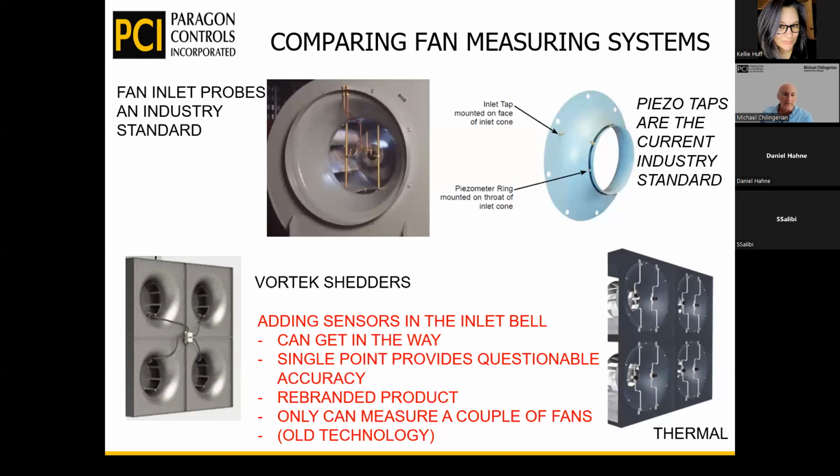There are other technologies again available. Vortex shedders are offered at the inlets of the fans, as well as thermal devices. But looking at the developments over the years, do you really want to have anything in the inlet bell if you can avoid it? I don't necessarily know if putting probes there, unless you absolutely have to, is the way to go. They're only measuring 1 or 2 points versus an area, so you might not get the dynamics of what's going on.